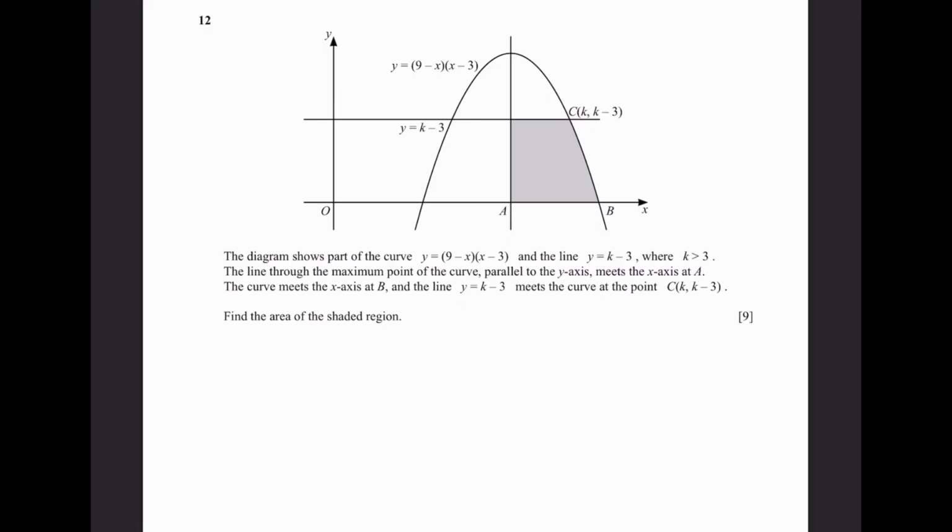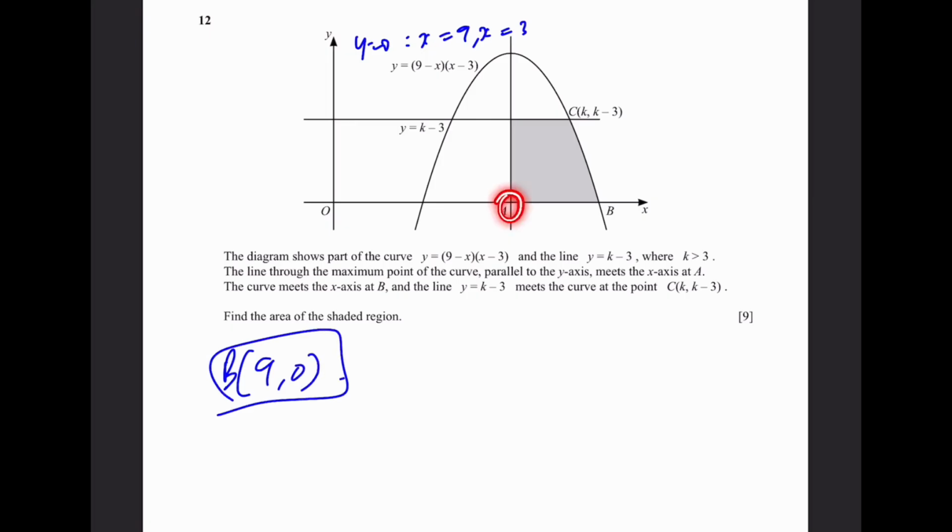Well, firstly, we can see that the point B is the point on the right compared to the other point where the curve intersects the x-axis. So this point has to have a greater value of x. And the two solutions to this equation when y is equal to 0 are x equals 9 and x equals 3. So the point B has x value equal to 9. So B is (9, 0). Now how do we find A?